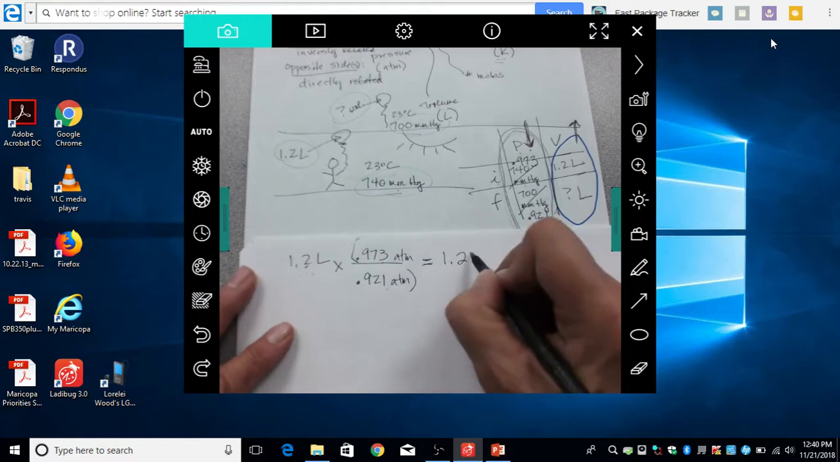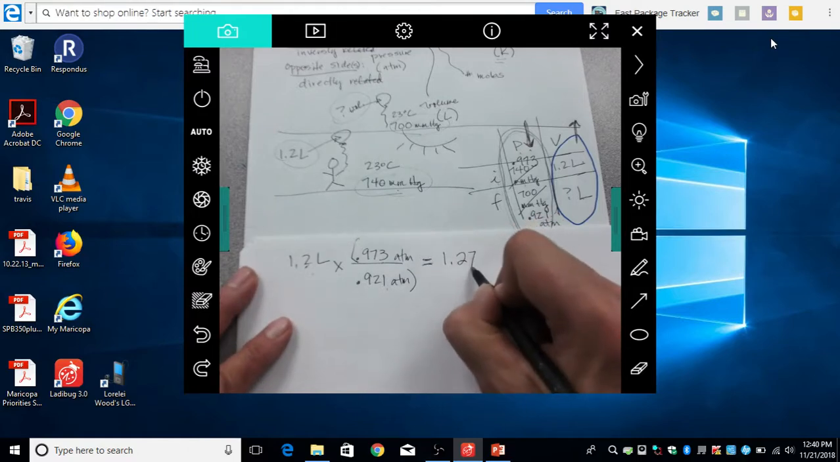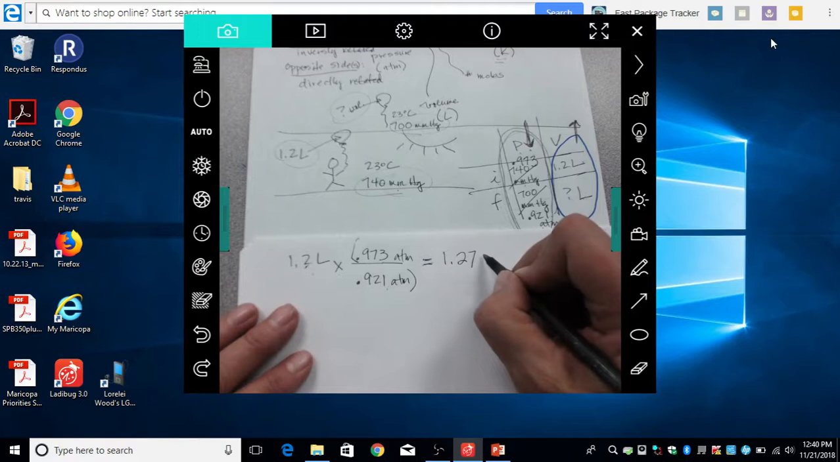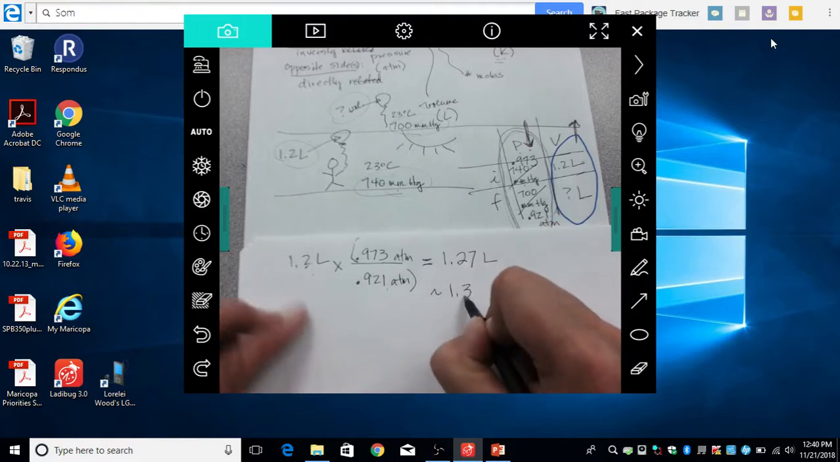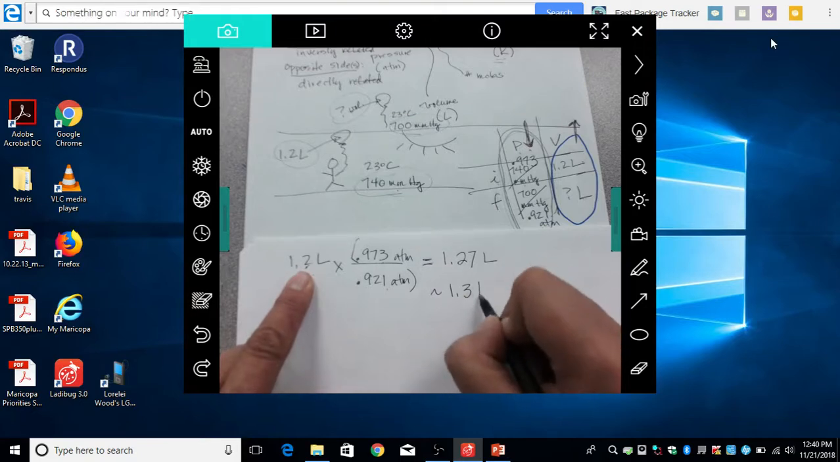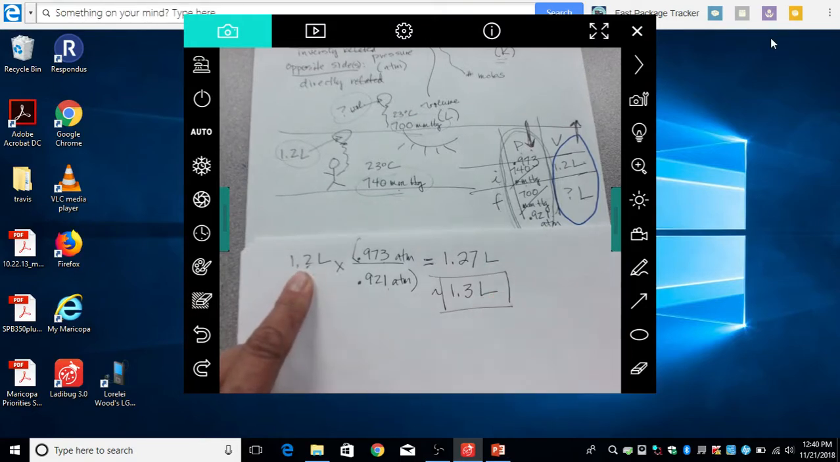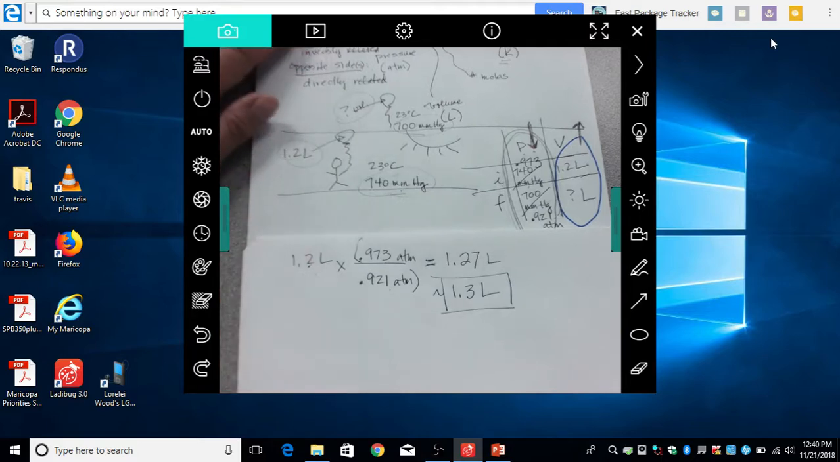27? Not 6, but 27, okay. And what are my units here? Liters. I actually probably would round that to 1.3 just because we only have 2 sig figs there. Right? Okay, now we're having fun.